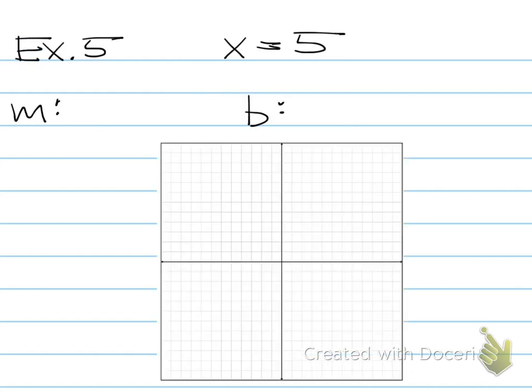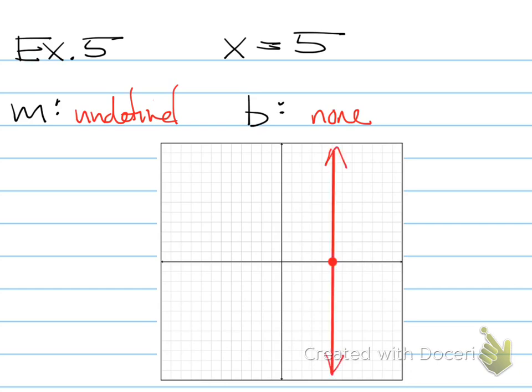And last example, anytime you have x equals some number, that is representative of a vertical line. All vertical lines have an undefined slope, and the number tells you where that line crosses the x-axis. Every x coordinate on this line is 5, so there is no y-intercept, so you would just enter none for the y-intercept, and your first point would be at 5 on the x-axis, and it's a vertical line that crosses the x-axis at positive 5.